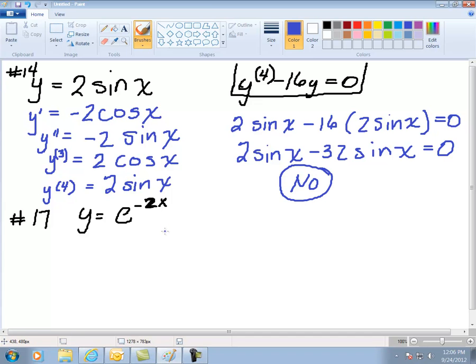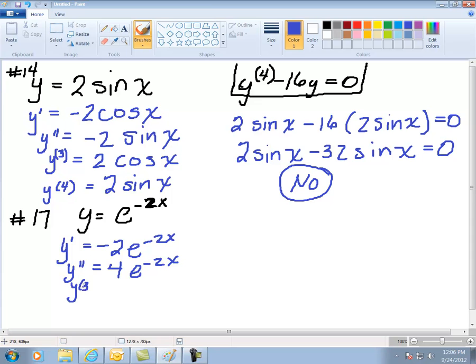Okay. So now let's try another one down here. Again, I'm going to approach it the same way. I've got to get the fourth derivative. So the derivative of e to the minus 2x is going to be e to the minus 2x times the derivative of minus 2x. So that's going to be minus 2 e to the minus 2x. Second derivative, same thing. I'd have the minus 2 times the minus 2 would become a positive 4. Still got e to the minus 2x.